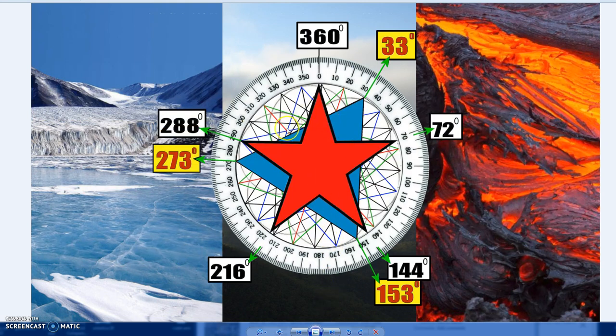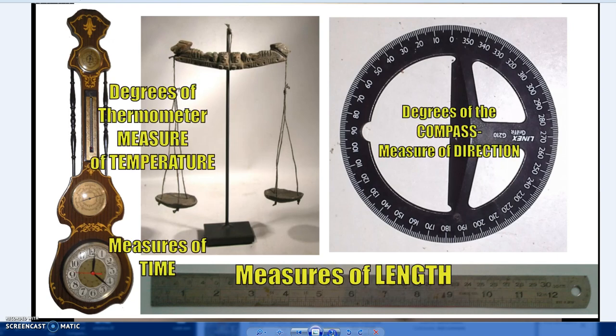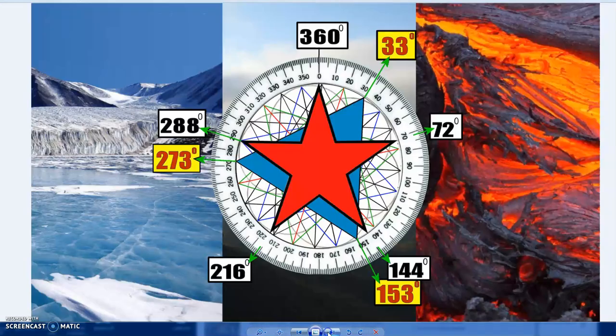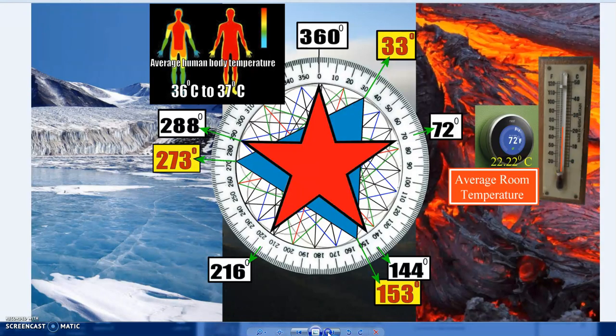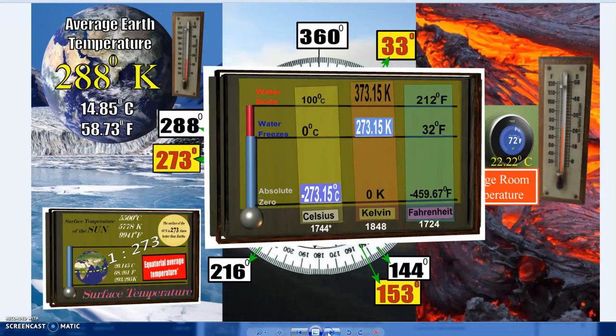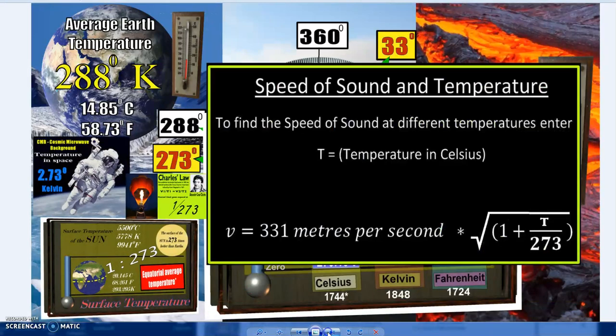So the pentagram with different systems of weights and measures and how it comes together. So measures of length, the compass, the clock and time, and now the thermometer, and soon we'll get into weights as well, because that comes into it as well. So temperature scales, and these numbers which emerge from that.